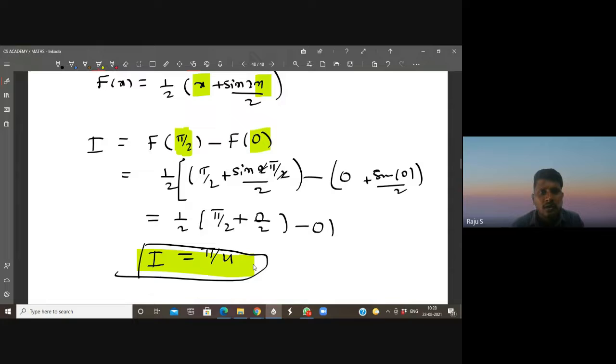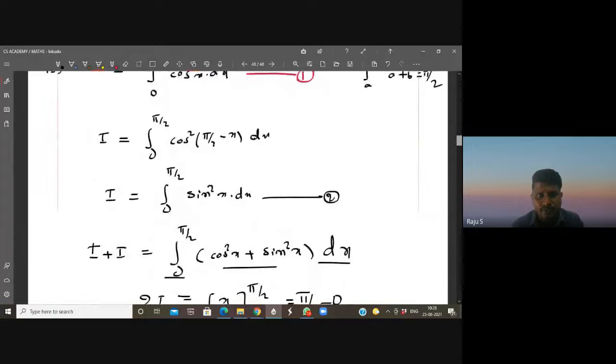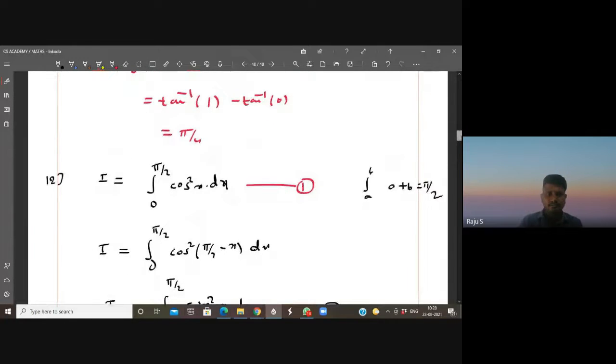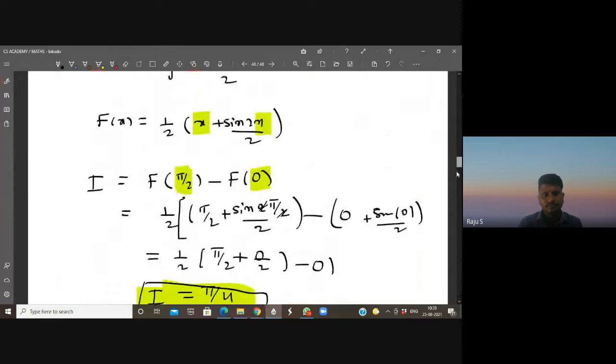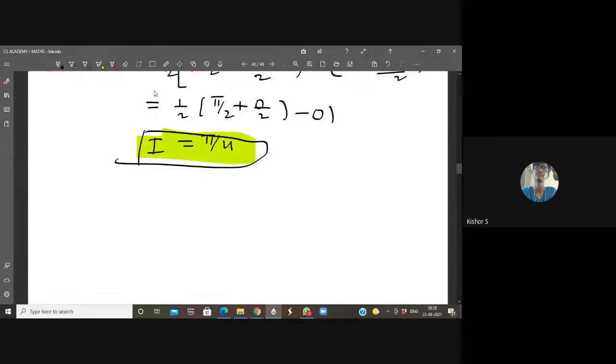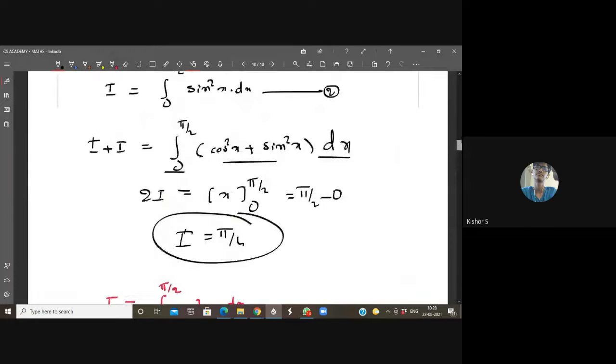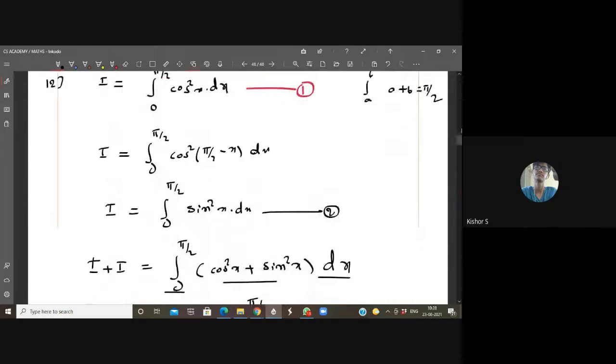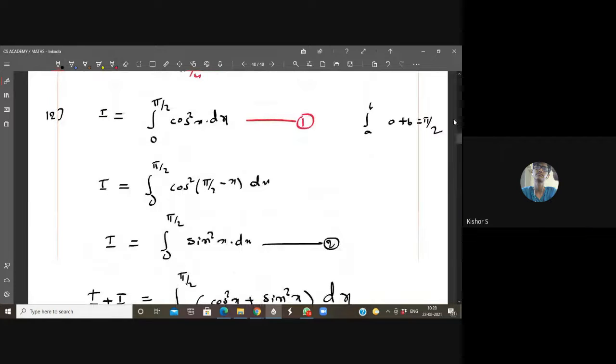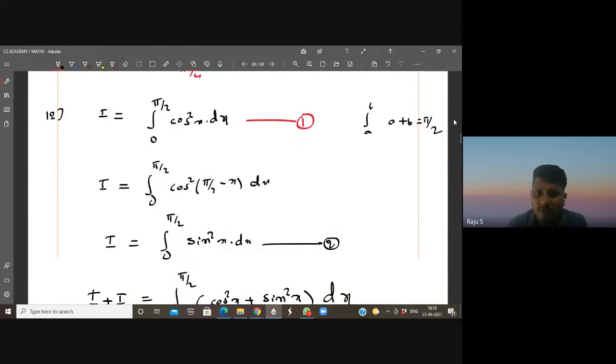Got it? In both the cases, we got the same answer. But method 2 is the easiest method. Could you explain method 2 one more time? This is why I'm saying, I'm going to explain 7.2, where there are a few properties. If I explain the properties in detail, then you can easily understand method 2. Don't worry about method 2. Once again, I'll explain. Clear, Kishore?